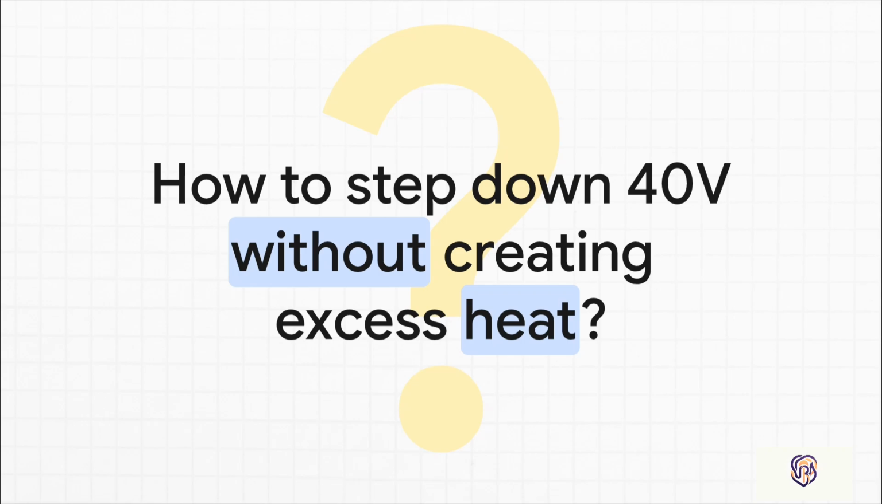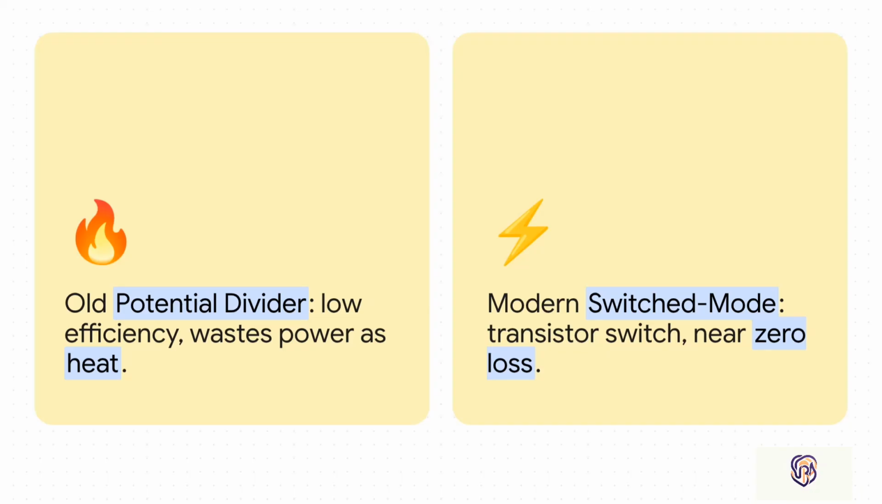That's our core challenge. Now, back in the old days, we relied on a potential divider or a resistive circuit. And the problem with that? The efficiency was absolutely terrible. I mean, it literally just burned off that excess voltage as raw heat. It's kind of like driving a car down the highway by keeping your foot glued to the gas pedal while simultaneously riding the brakes just to control your speed.